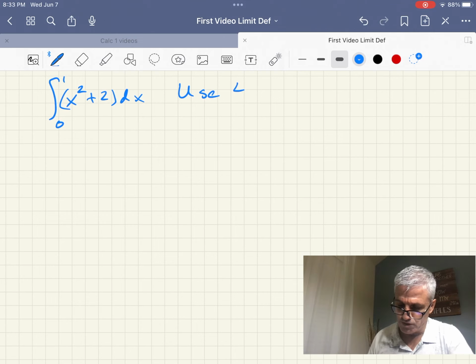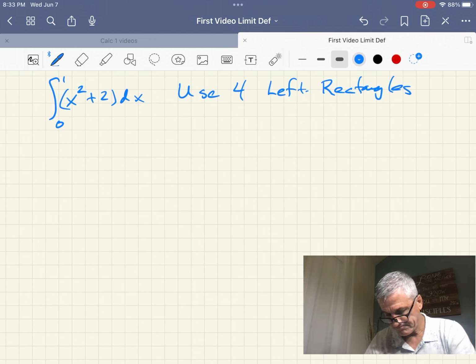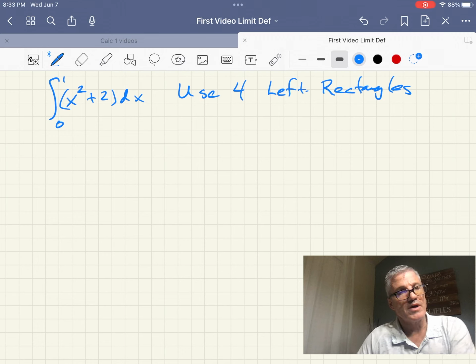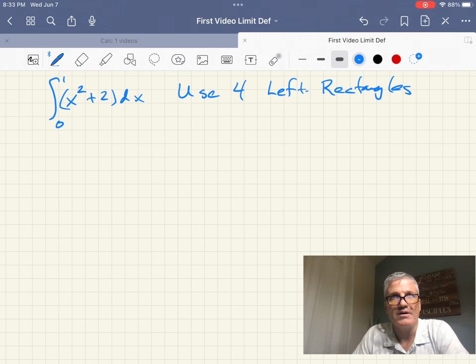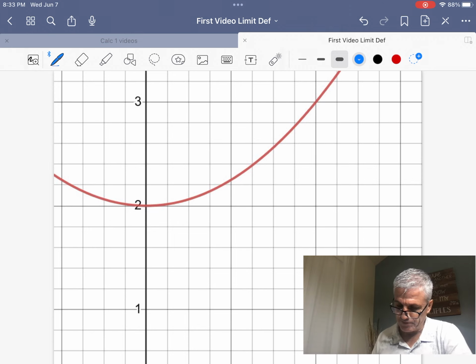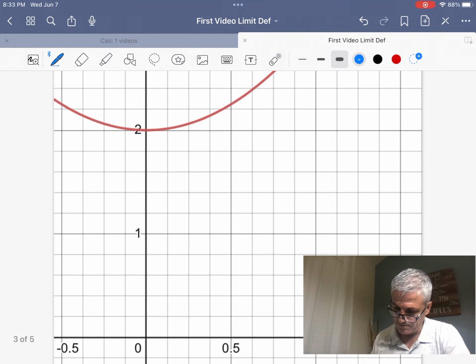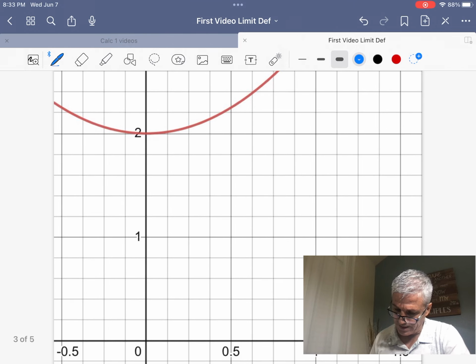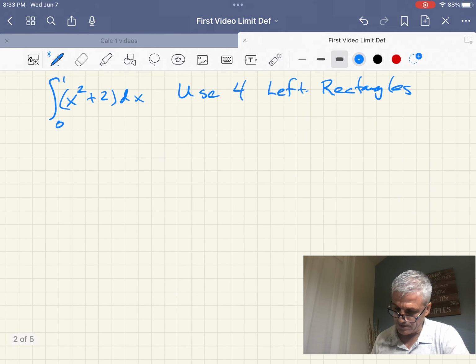And we're going to use 4 left rectangles. Okay, so remember that when we do this, this is going to be an approximation because this quadratic function has some concavity to it. And so if we think about the image of this or the graph, it's going to look something like this. So what we're going to have, if we look at this here, is rectangles of width 0.25.